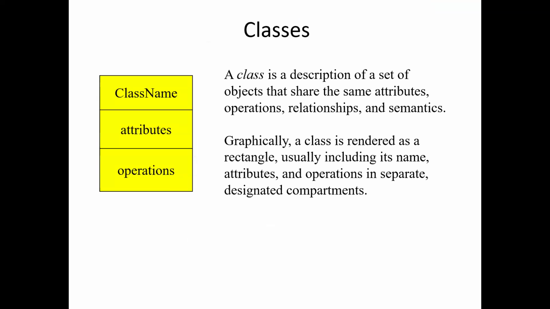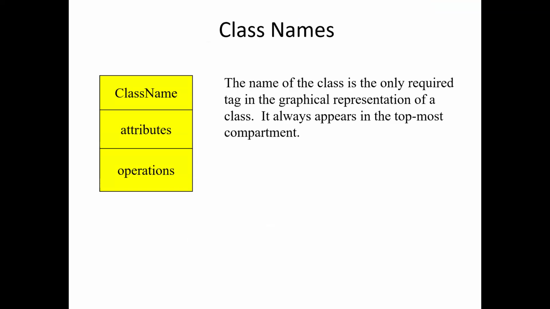Classes. So for classes, we already described class name, attribute, and operation. Attribute means declaration. Operation means method. So the class name is the only required tag for the representation of a class. It's always in the topmost compartment.